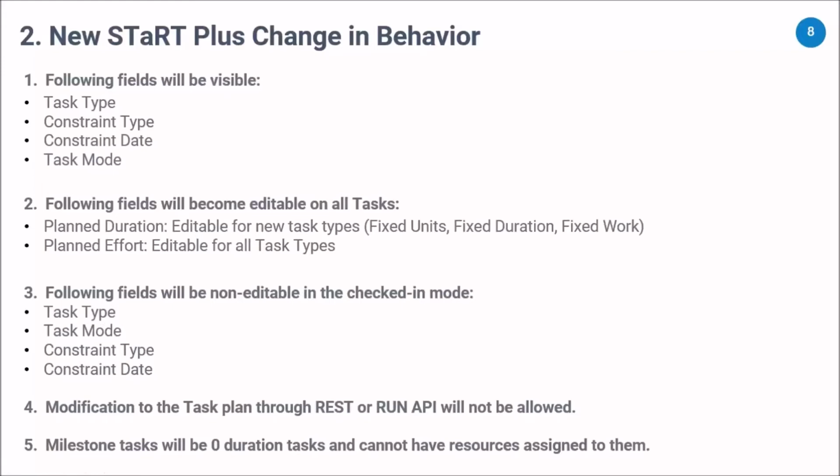Also, if you're using Start Plus and also making use of our REST APIs or Swift Reports Run API, those are currently not available. And finally, for the milestone task, we have ensured that they are zero duration tasks, and you would not be able to assign resources. In case you have already assigned resources on your milestone task, they will continue as is, but going forward, you wouldn't be able to assign resources.